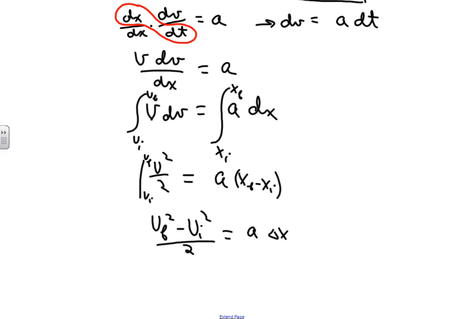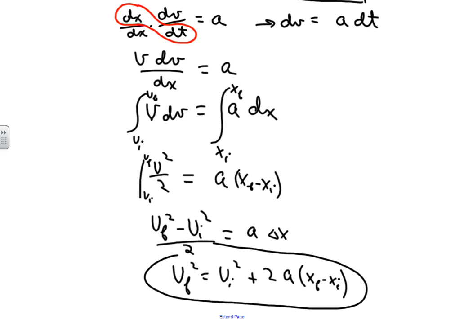And if I move the 2 over, I get v final squared equals v initial squared plus 2a delta x. And I don't know if you recognize that, but that's that equation E that I shared with you. And that equation E is the one you use when time isn't given. Okay? Isn't that kind of neat that you can actually use calculus to figure all that stuff out?